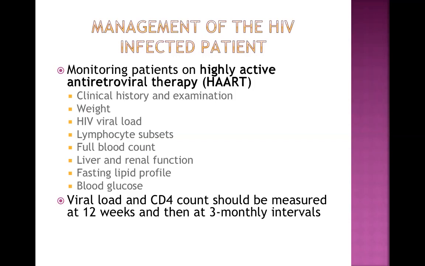Viral load and CD4 count should be measured at 12 weeks and then at 3 monthly intervals. These are relatively expensive tests, and we don't need to do that every day. So they are done at 12 weeks first and then at 3 monthly intervals after that.